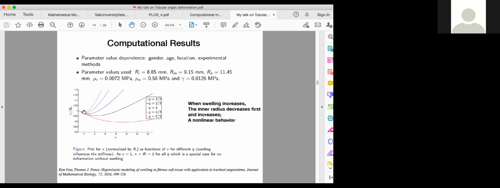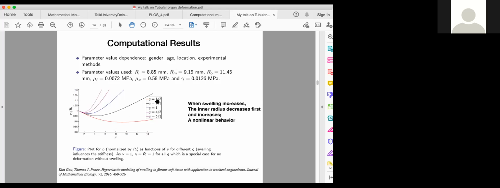And there's a result for Ri over capital Ri. Ri is the deformed radius for the inner layer. Capital Ri is just the radius for the inner boundary in the undeformed configuration. So basically the vertical axis is for the inner radius, and the horizontal axis is for nu, the swelling ratio. Now we can see that Q here is just to see how the swelling will change the stiffness.